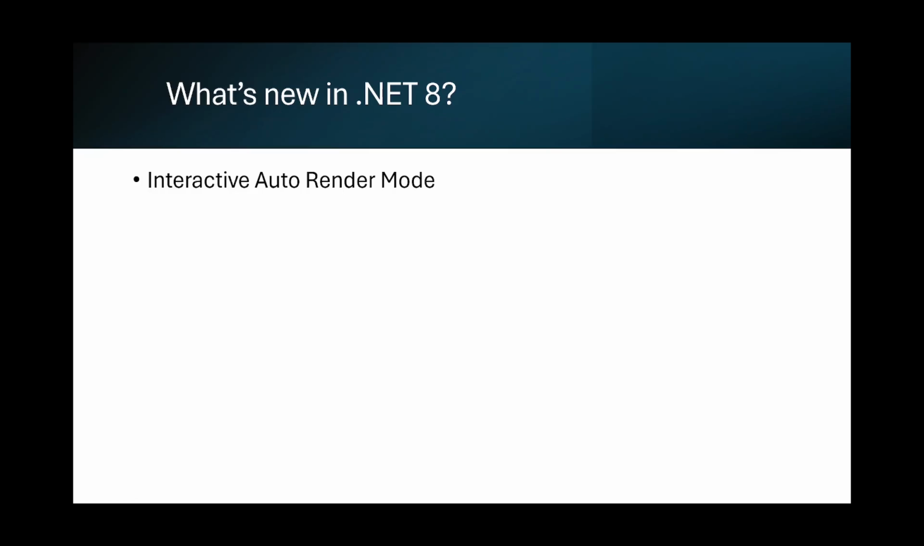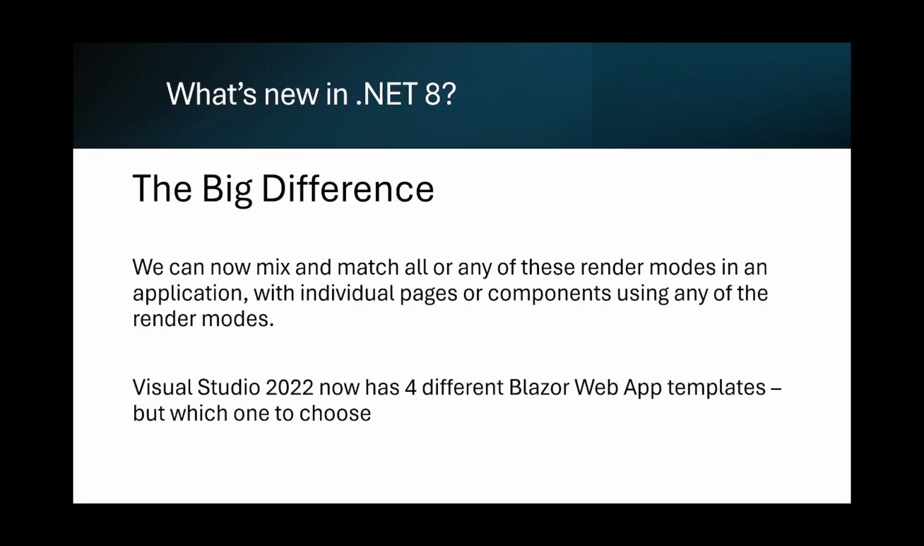For WebAssembly interactive mode, there is now a new possibility, interactive auto-render mode. In this mode, server rendering is used the first time the page or component is opened, whilst the WebAssembly runtime is being downloaded to the client in the background. Once downloaded, the rendering will switch from server to WebAssembly. The big difference is that now we can mix and match these approaches with individual pages or even subcomponents using any of the above rendering modes.